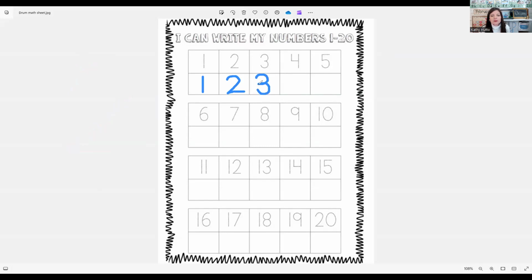That's number 3. Number 4 looks like a letter L with a line beside it. Letter L with a big long line. Number 4.